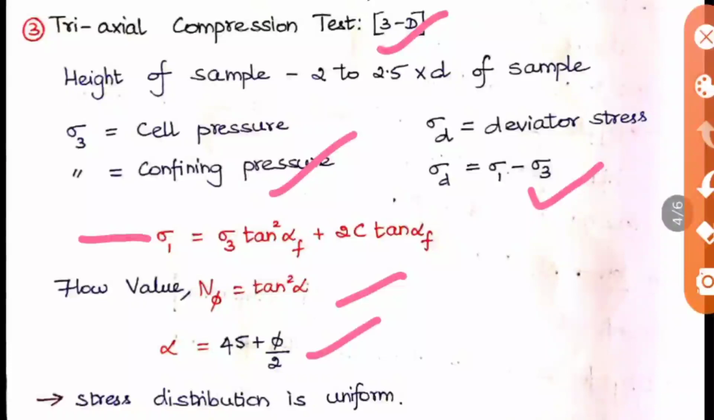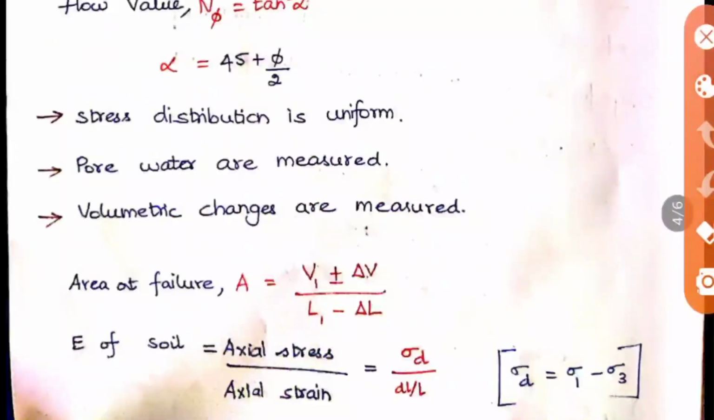So here the stress distribution is uniform. And then the pore water can be measured here. Okay, so because this deals with the pore water, it can be measured in this method, and I'll be telling that procedure also in the following classes. And then the volumetric changes are measured here. So the area at failure is given as A is equal to V1 plus or minus del V by L1 minus del L.